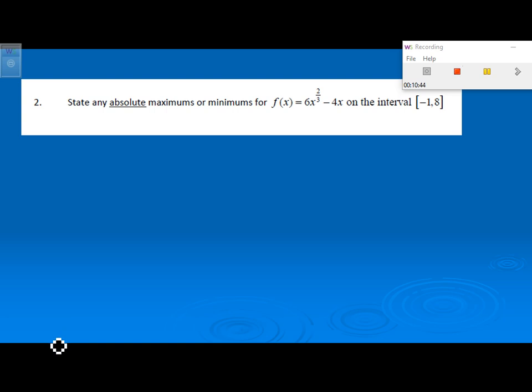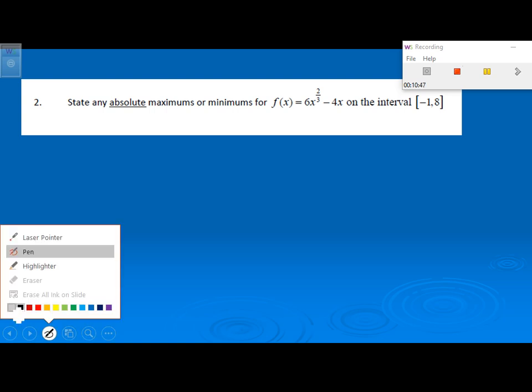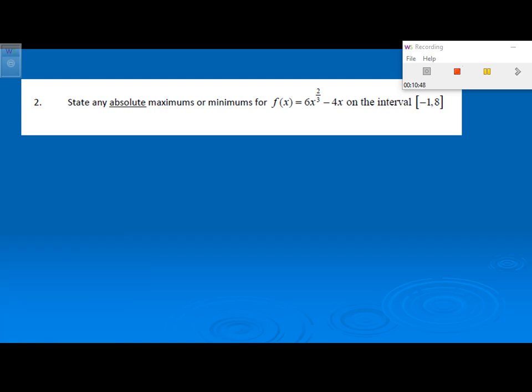Here comes my next two, and then we'll be done with the video. So on number 2, state any absolute maximums or minimums. First step, let's find our derivative. The derivative of 6x to the 2/3, bring that 2/3 down. Looks like I'm going to get 4x to the negative 1/3 minus 4. And I'm going to write this as 4 over x to the 1/3 minus 4.